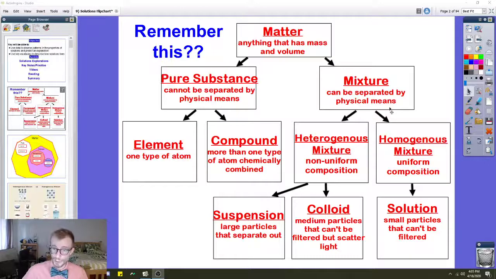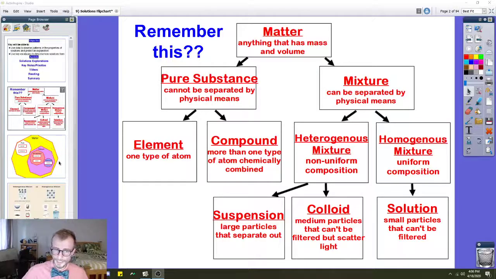For solutions, we're interested in mixtures, particularly homogeneous mixtures, which are those where the small particles are dissolved so evenly and homogeneously, or smoothly, throughout that they can't be separated. That's in contrast to heterogeneous mixtures, which have a non-uniform composition where it isn't well mixed, or, in our everyday speech, we say that the substance hasn't dissolved.